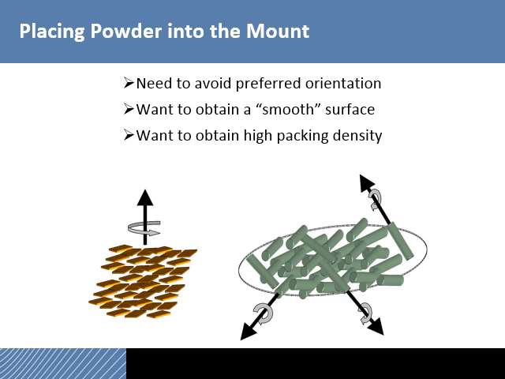When we pack our powder into the sample holders, we want to obtain a smooth surface on the top. Ideally that surface would be in the same plane as the eccentric plane of the diffractometer, so that the peaks are in the right position in the diffractogram. And then you want to obtain a high packing density in the sample holder. The more material that you pack into the sample holder, the more grains you will have to diffract, and the more intense your X-ray diffraction pattern will be.